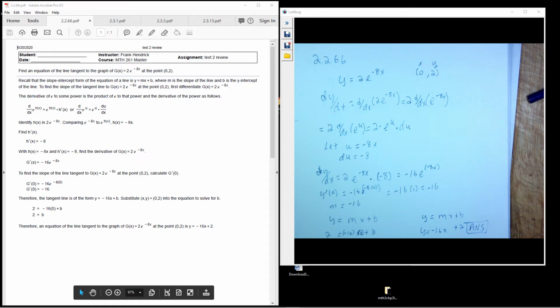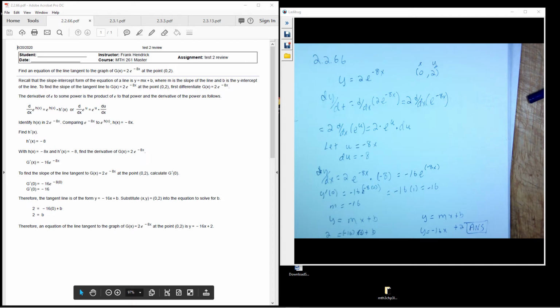For this particular function here, find an equation of the line tangent to the graph of g of x at the point where x is 0 and y is 2. So they want an equation of the line tangent to. That means that tangents can touch at one point, and a strategy is going to be to find the first derivative of g of x and then evaluate it at the point where x is equal to 0 and y is equal to 2.